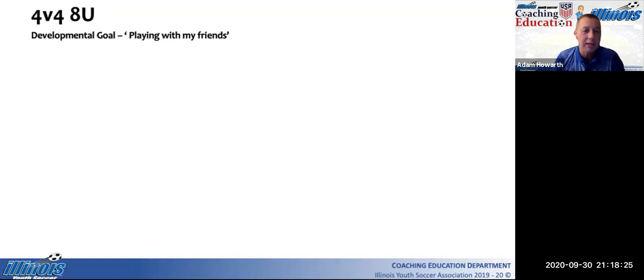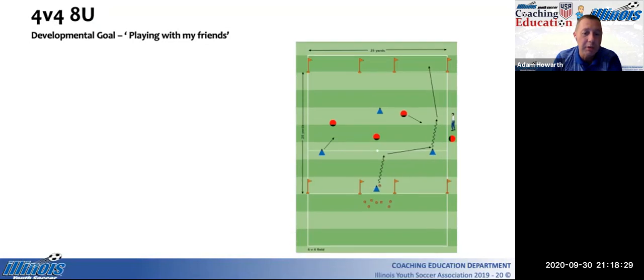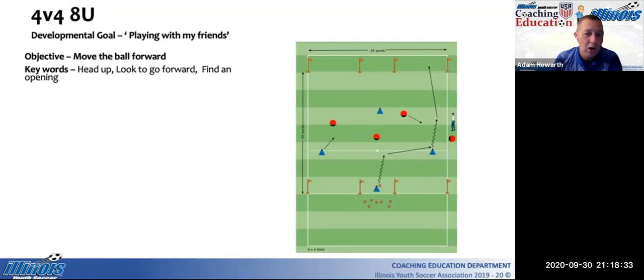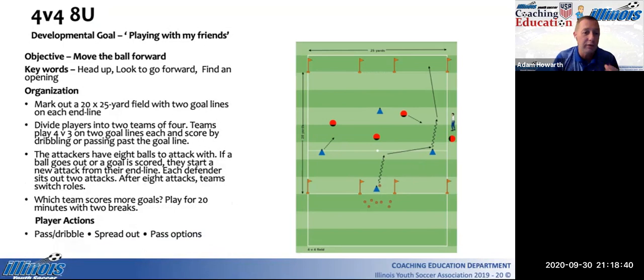The second thing, when they get into 8U, they're still playing 4v4, but they're starting to play with their friends a little bit. Now they want to start to utilize this idea of trying to go forward, finding an opening. The biggest thing is now they're looking at playing 1v1s and 2v2s, but also trying to create these ideas of working with groups. So they play 4 versus 3, maybe on 2 goal lines, and they're trying to get to one side or the next.